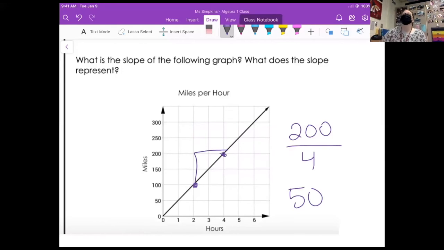Now, what is that 50 talking about? What's this graph talking about? 50, are y'all cool with me saying MPH? Y'all know what MPH is? Miles per hour. Okay, 50 miles per hour.